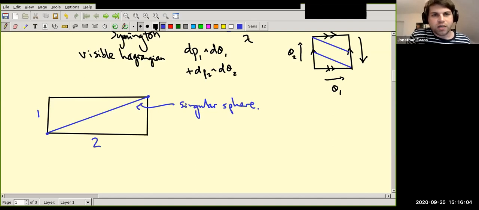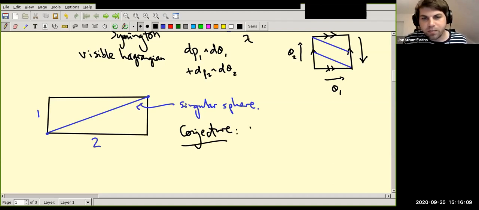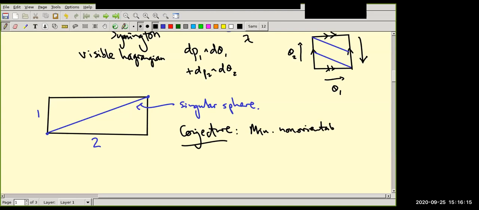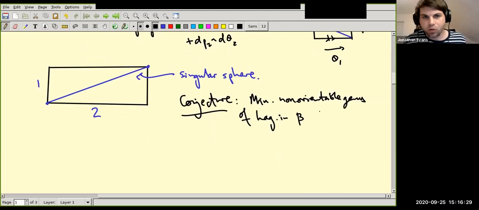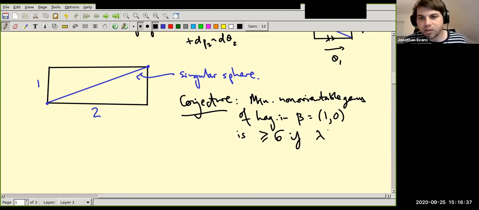So this is a singular sphere. Okay, so here's the conjecture. The conjecture is that the minimal non-orientable genus of a Lagrangian in this class, which I'll call beta, that was 1, 0, wasn't it, is greater than or equal to 6 if lambda is greater than or equal to 2. So if your rectangle is too wide, you can't fit a Klein bottle. That's the conjecture.